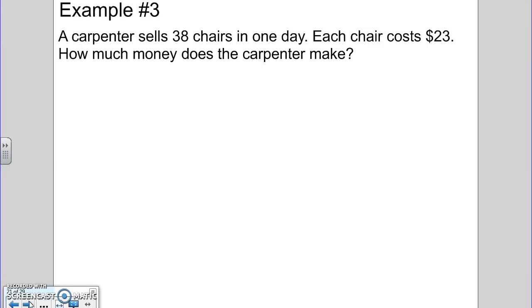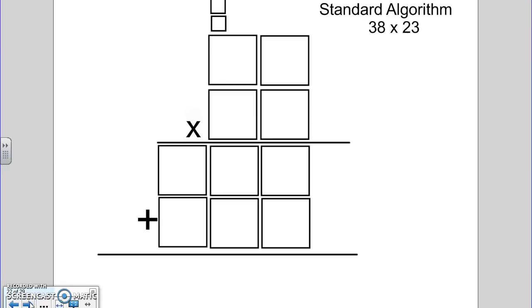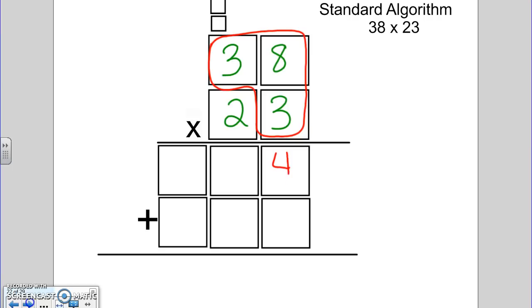So I'm going to read it one more time. A carpenter sells 38 chairs in one day. Each chair costs $23. How much money does the carpenter make? So again, we have our 2-digit by 2-digit multiplication, and we're going to go ahead and plug it in. Alright, let's go ahead and make our goose neck, doing our 38 times 3. Now 8 times 3 is 24. We're going to put our 4 and carry our 2.